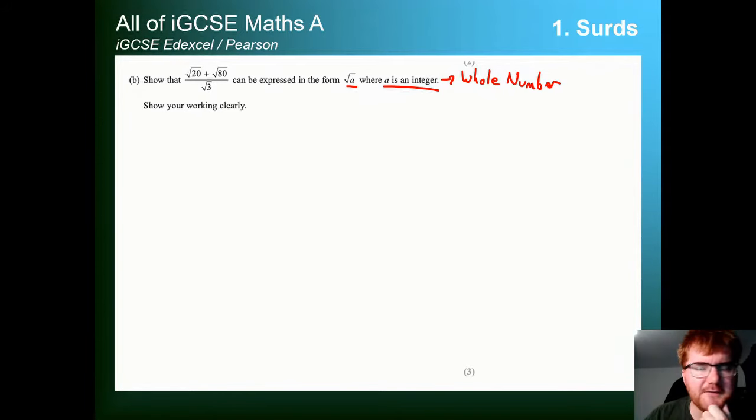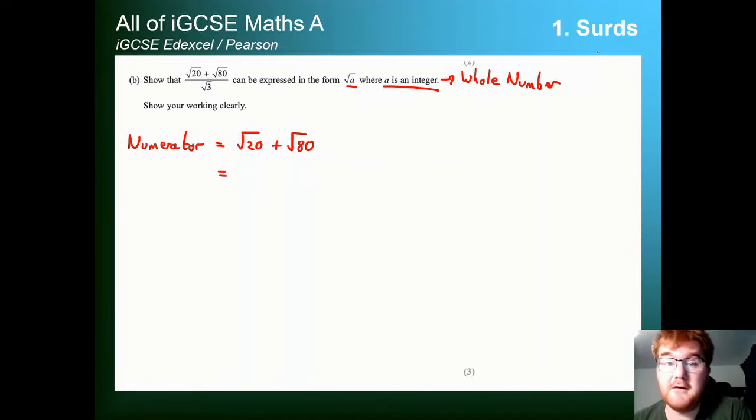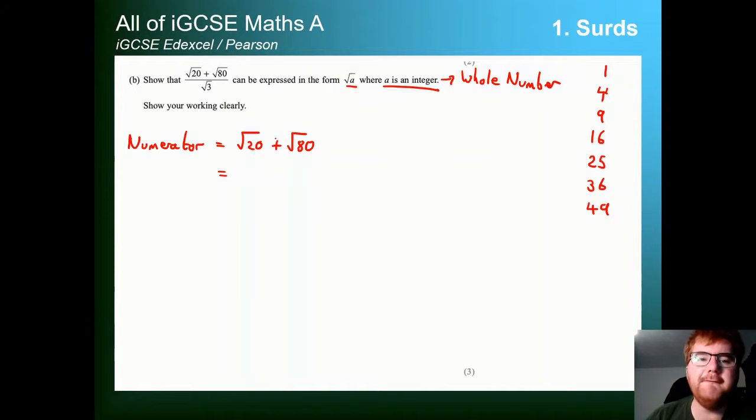So my temptation at the start here is just to simplify the numerator. So we take the numerator here, so the top of the fraction, that's equal to root 20 plus root 80. And we're going to do a very similar process to what we did in the very first question. If I write down my square numbers, so 5 times 5, 25, 6 times 6, 36, 7 times 7, 49. I want to see which of these numbers fits into 20 and fits into 80. Well, we actually did this one already, root 20.